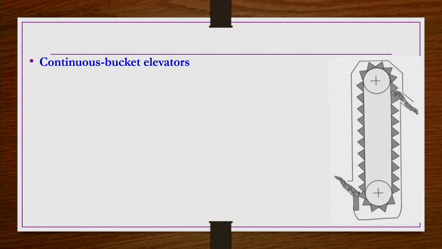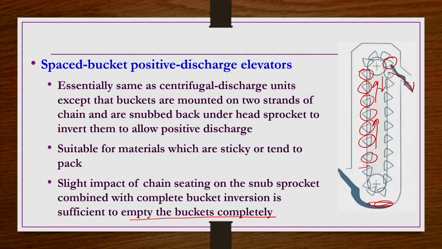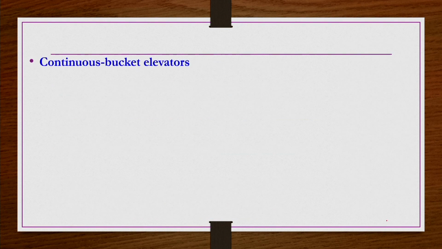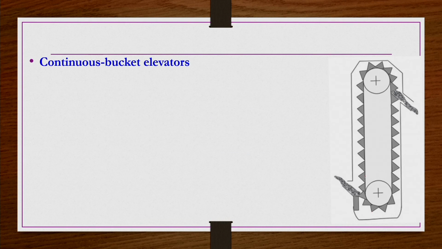Pictorially you can see, compared to the previous figures, that there is a gap between the buckets, whereas in continuous bucket elevators the gap between the buckets is very small or negligible, so that a kind of continuous formation takes place.